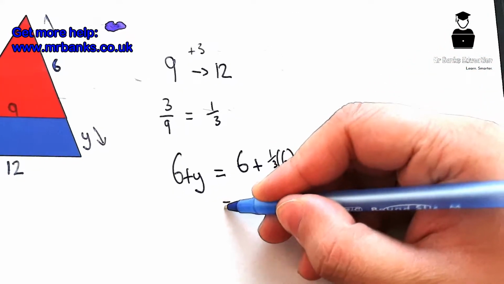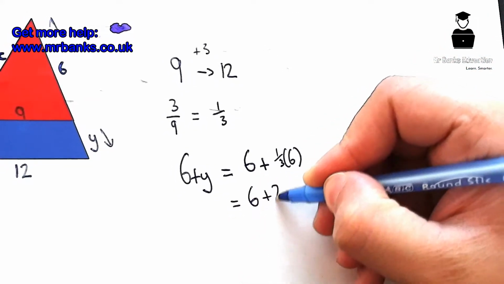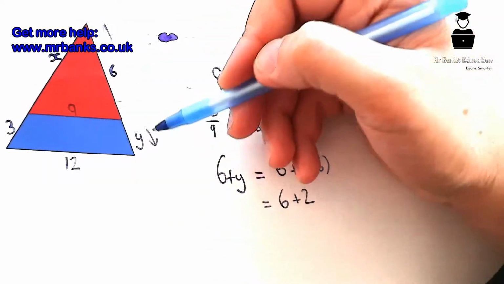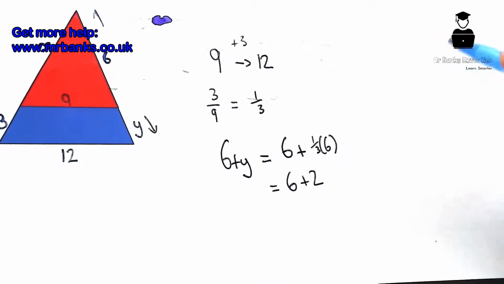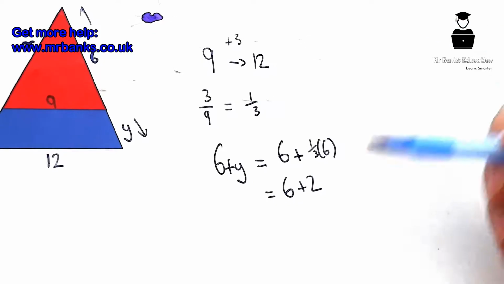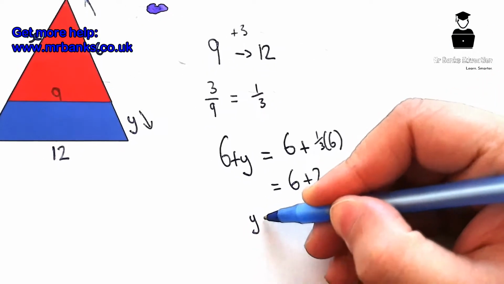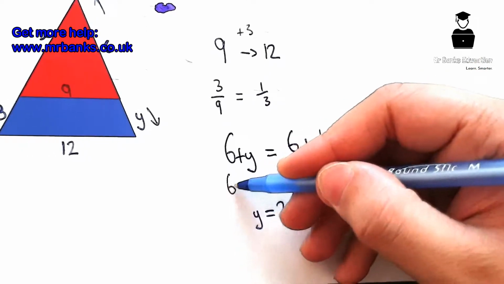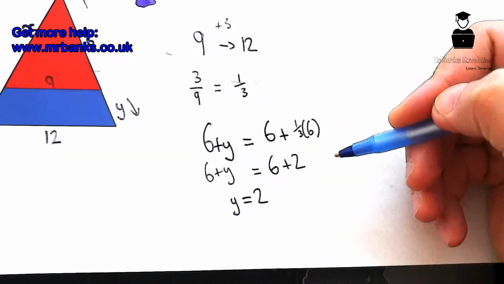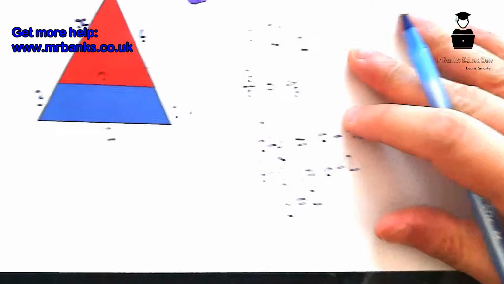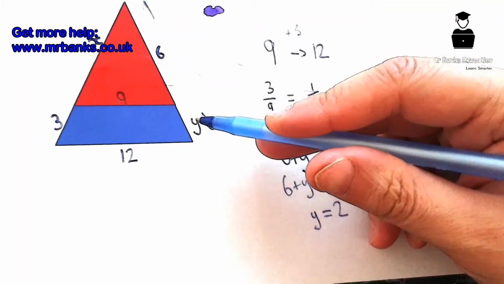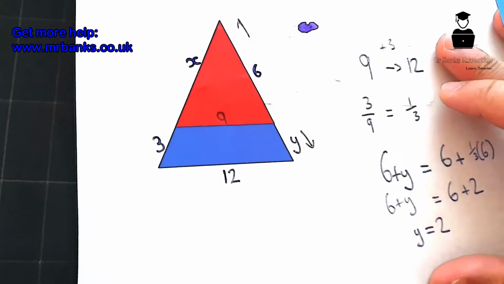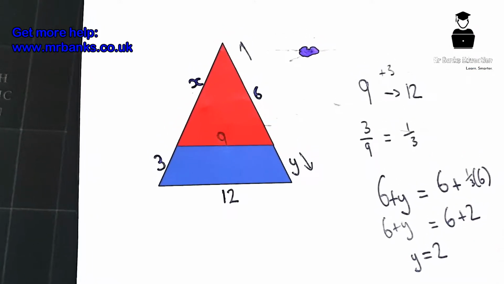So that whole side must be 8. Now 6 plus y, that must mean y equals 2. Because it says here 6 plus y equals 6 plus 2, that must mean y is 2. So y is 2.